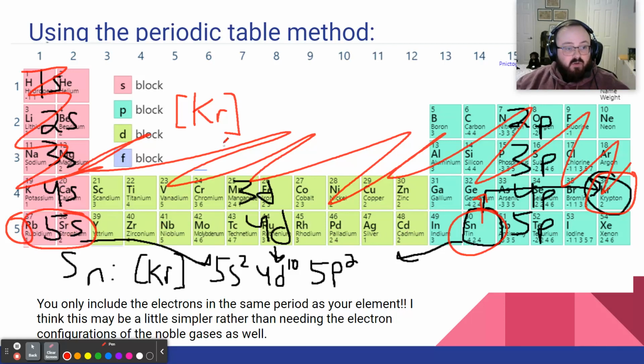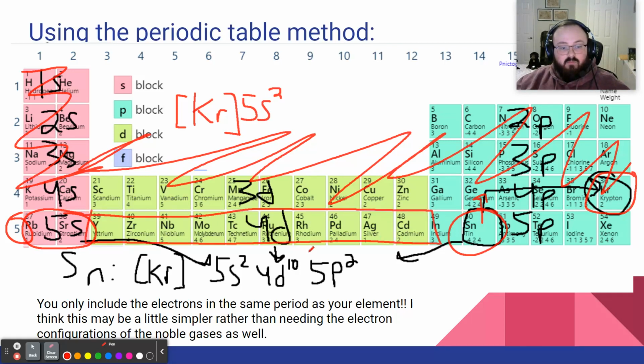So we have the 5s2. There are 2 electrons in the 5s2. There are 10 electrons in the 4d10, and just again 2 when we get to tin in the 5p. We will get 5p2. Alright, so I think that this is a little bit of a simpler form, a way to get the noble gas configuration. You basically get to cross out all this stuff, and you get to really simplify this.